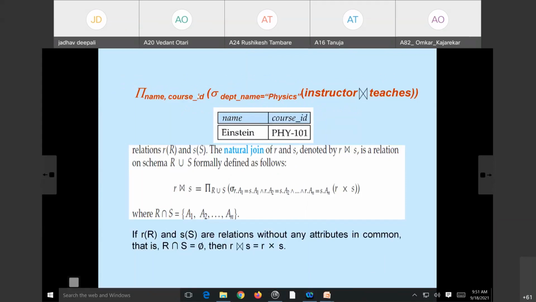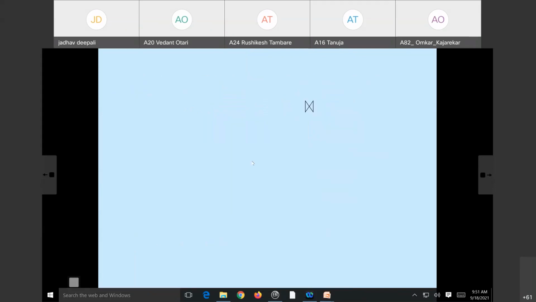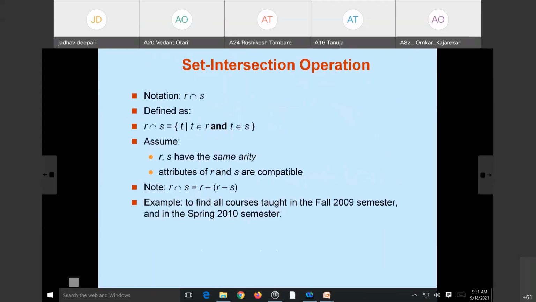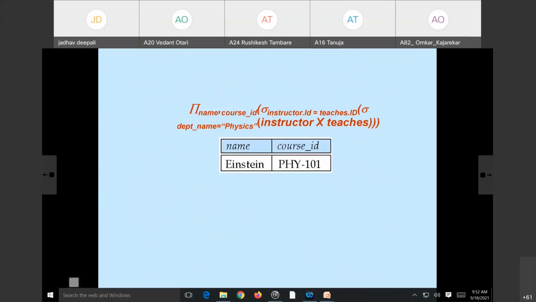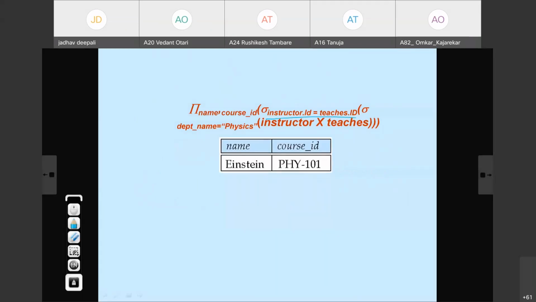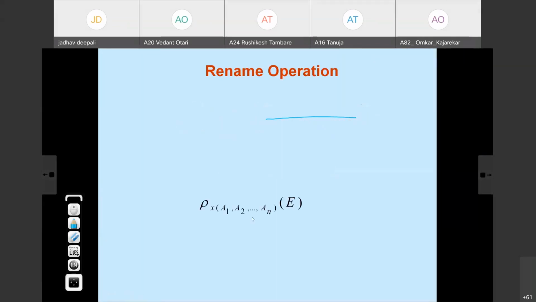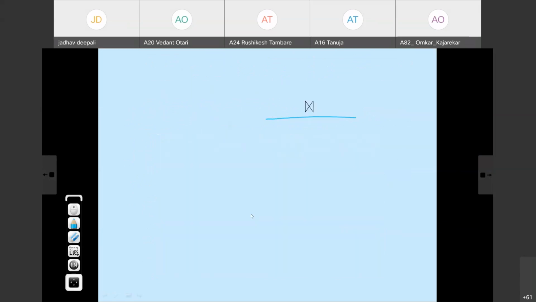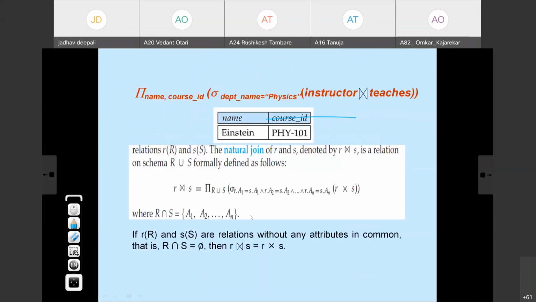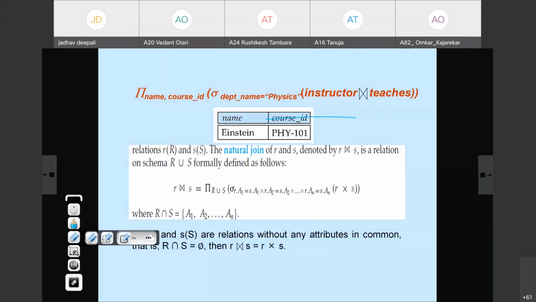If we write the same query using the Cartesian product, how do we write it? In this way. Here we need to write instructor.id is equal to teaches.id. Why? Because it is a drawback of the Cartesian product. But in natural join it is not required to apply this selection. Here we directly use it without the selection on those attributes which are common.